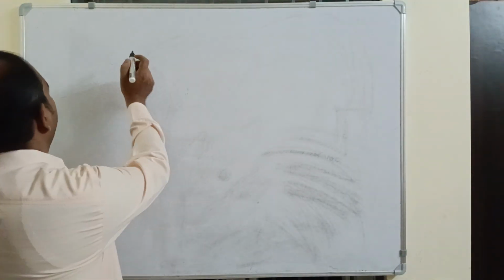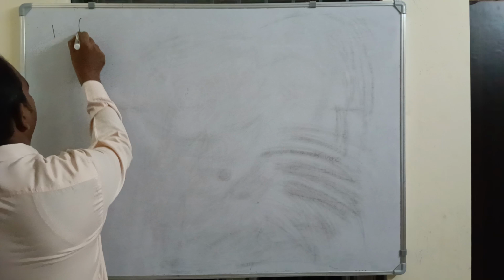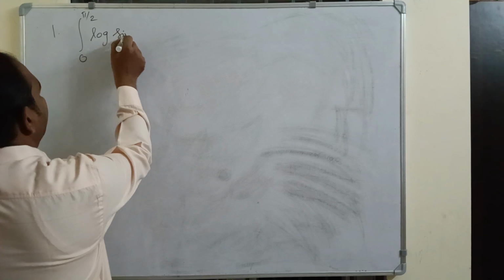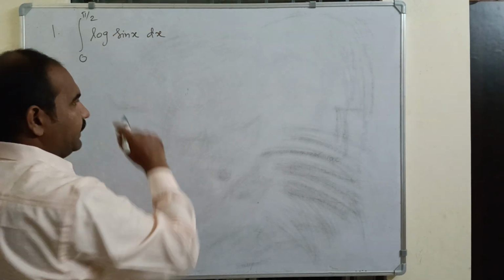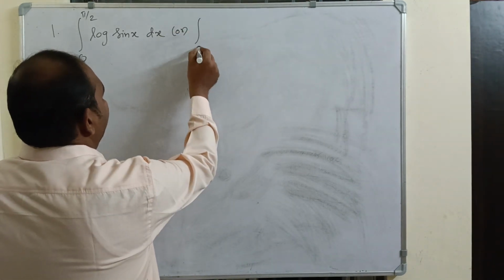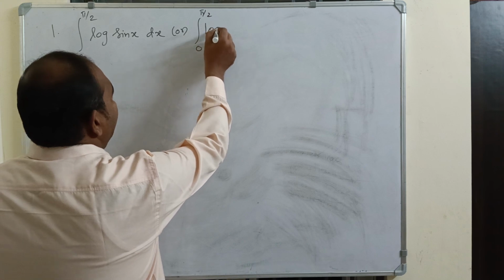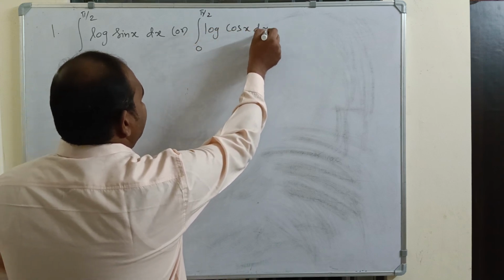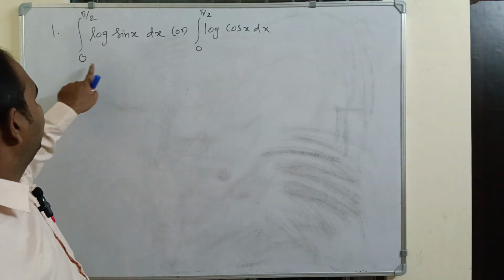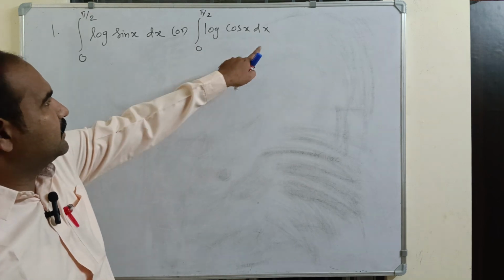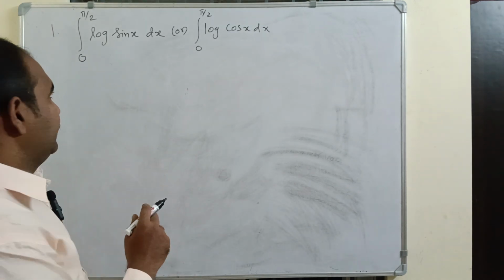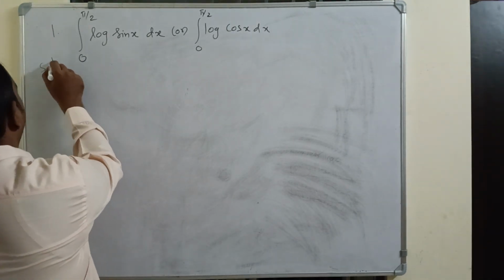Today we are going to discuss a special type of integral problem based on the properties of integrals. First, the problem is the integral from 0 to pi by 2 of log of sin x dx, or the integral from 0 to pi by 2 of log of cos x dx. The problems with log of sin x dx and log of cos x dx for the limit 0 to pi by 2 have the same answer. Listen.